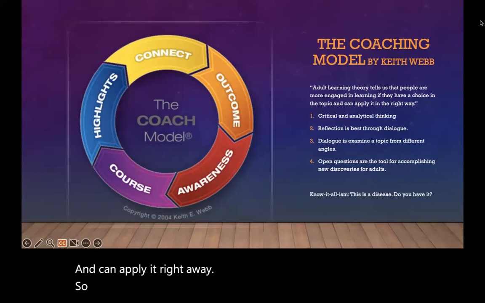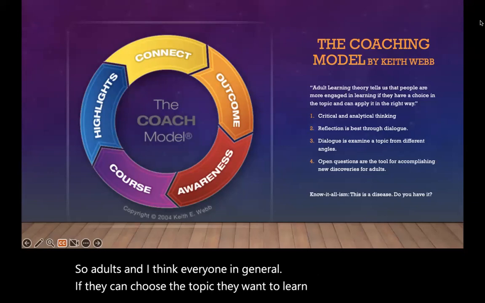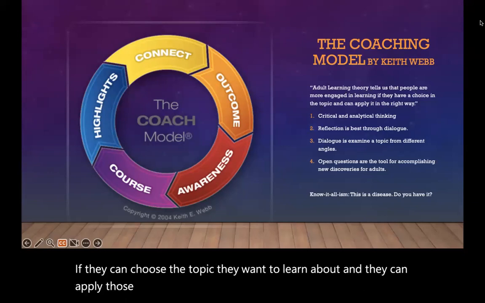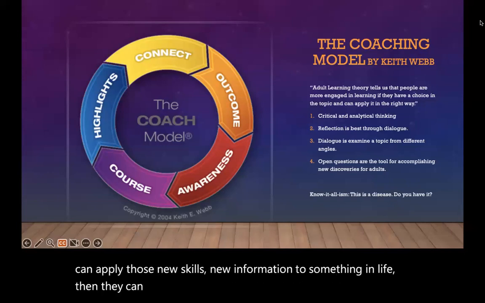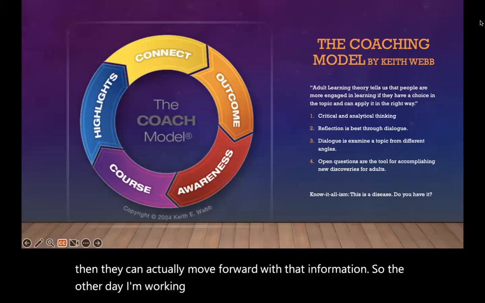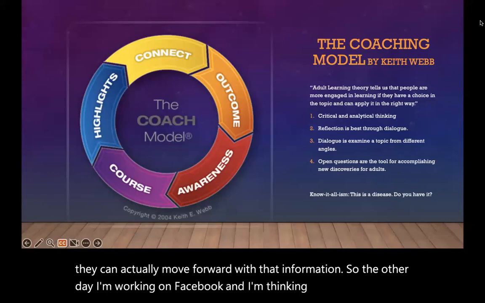So adults, and I think everyone in general, if they can choose the topic they want to learn about, and they can apply those new skills, new information to something in life, then they can actually move forward with that information. So the other day, I'm working on Facebook, and I'm thinking, okay, Facebook has something interesting, right?